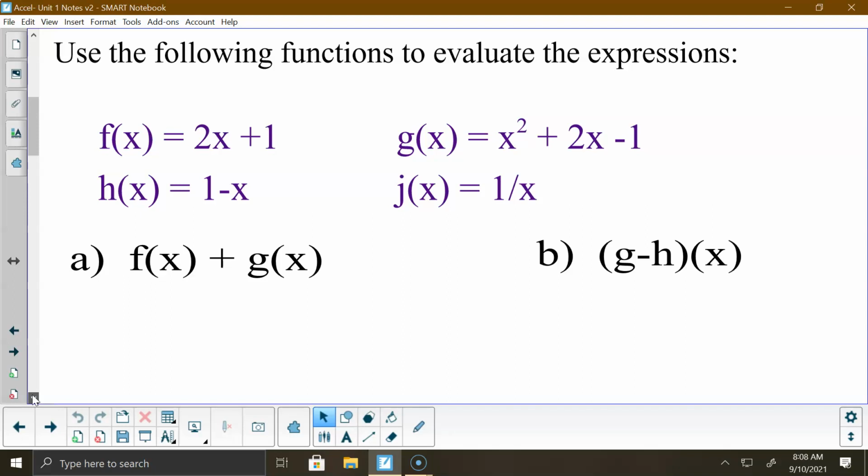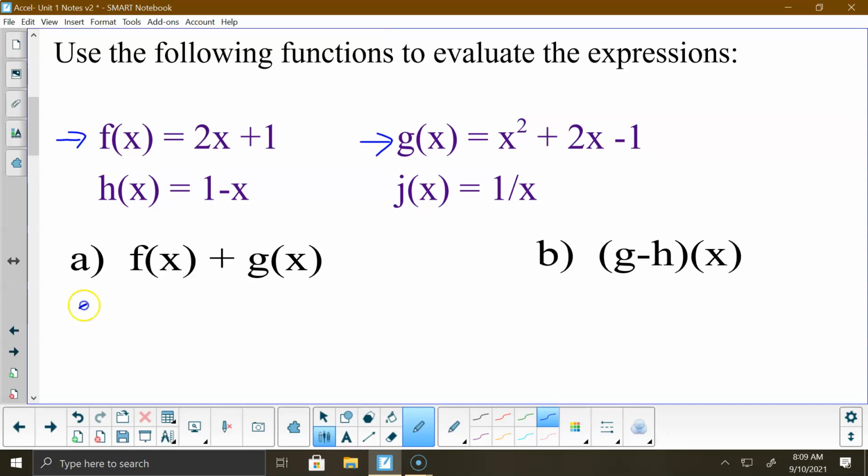All right, so when it comes to this, let's see if my smartboard is going to be smart today. For A, I'm looking at f of x and g of x. What do I need to do with my two functions? Brett? Substitute them and do what with them? Add them. Don't overcomplicate this.